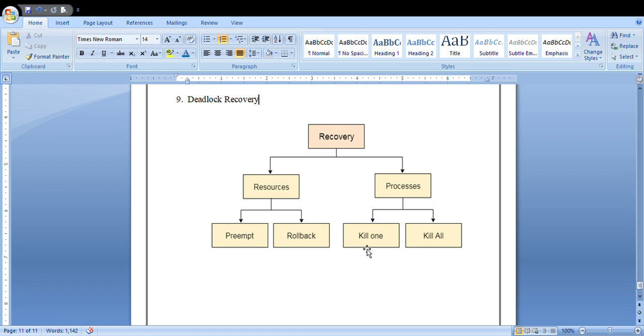And another condition is, while preempting any of the resources, you have to check what is the priority of that process. I mean, if the resource is allocated for one process, you have to check the priority of that process.